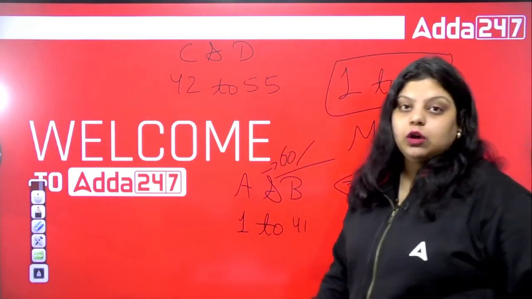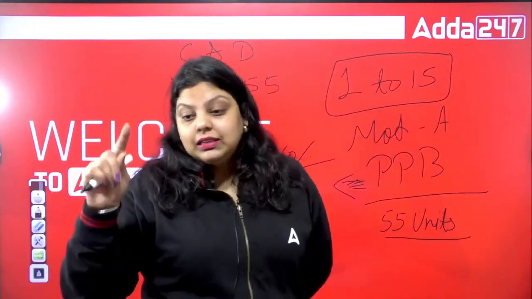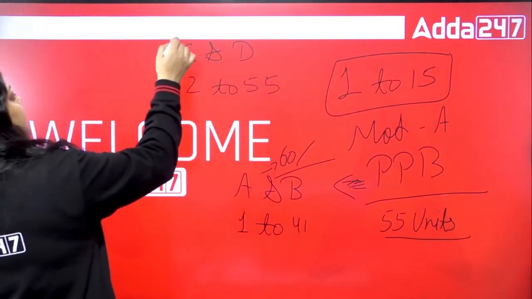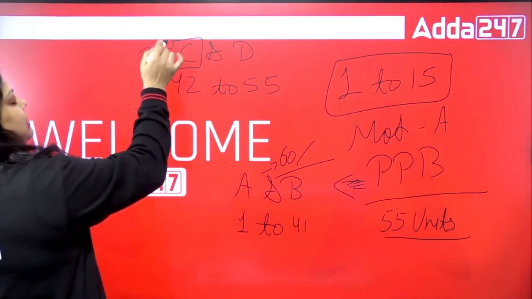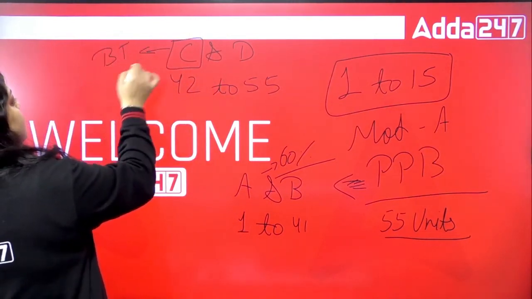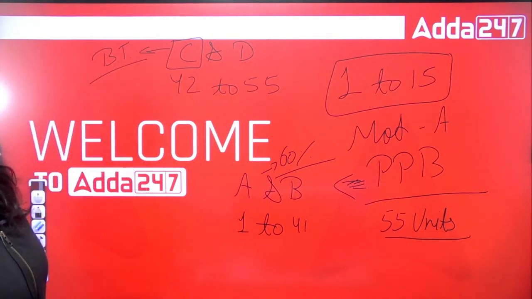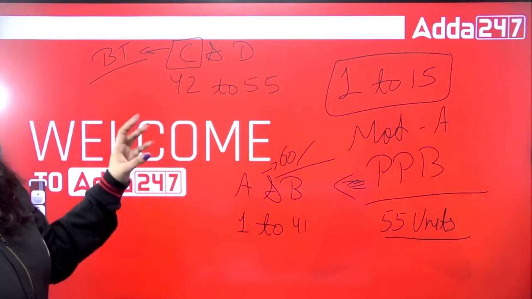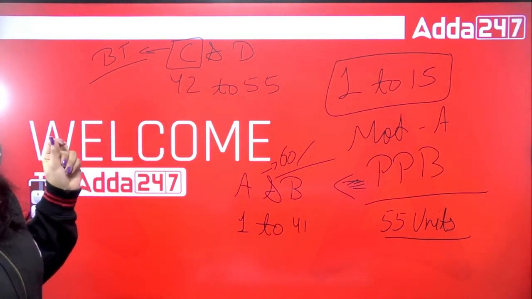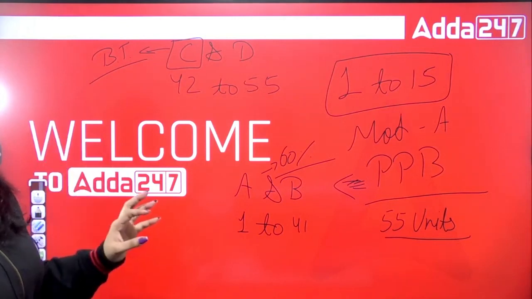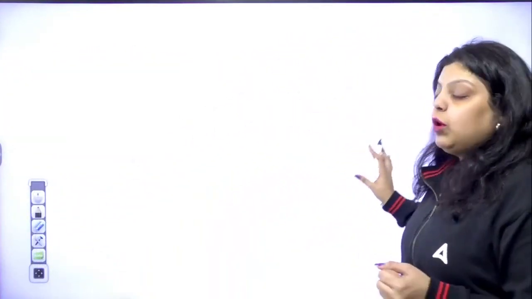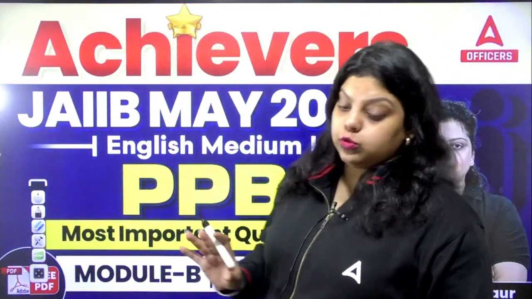But what happened in October 2023? In the 3rd shift of the PPB paper, the IIBF asked maximum questions from the C module, that is banking technology. It's obvious that in different shifts, different types of questions and priorities are given by the IIBF. So even if modules A and B have more weightage, we can't depend on only those 2 modules. We have to cover each and every topic. That is very important.